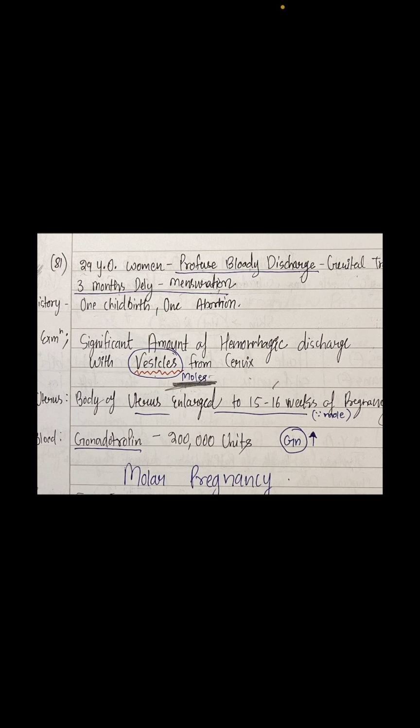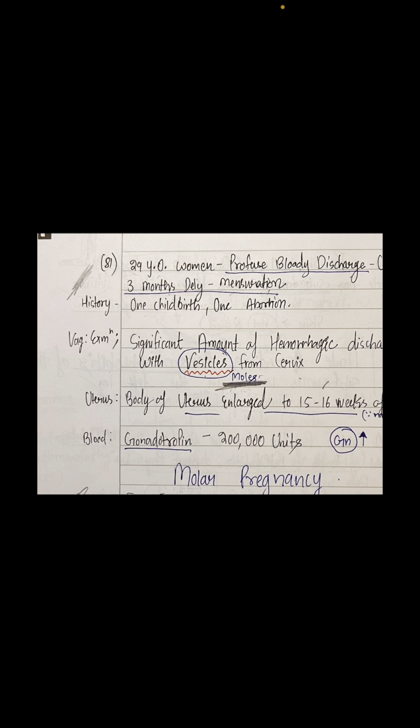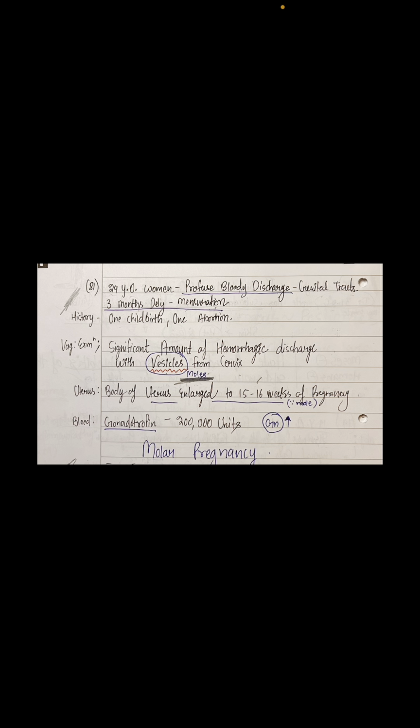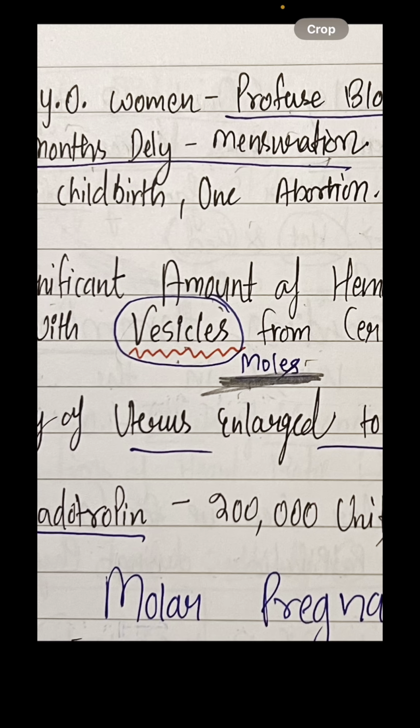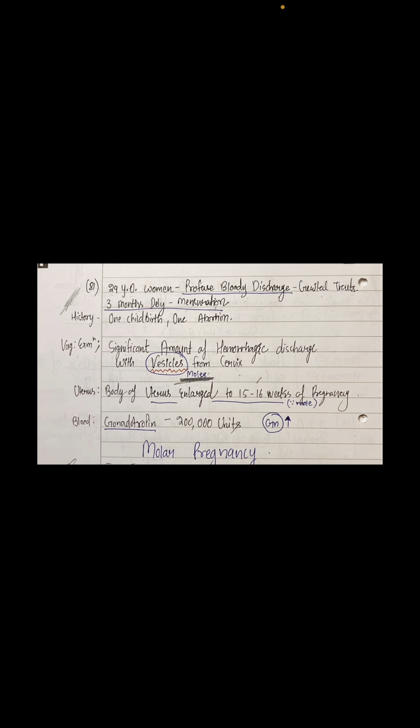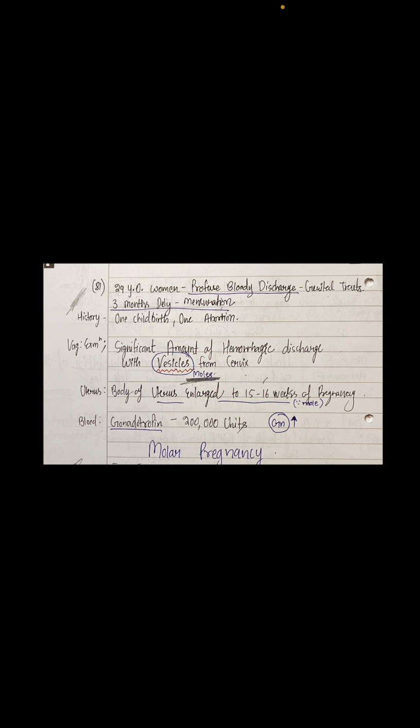And gonadotropin, this is also a hallmark finding in the molar pregnancy, that gonadotropin is elevated in the molar pregnancy. So the main thing I have told in that first video also, vesicles. So here are those vesicles. So mark the molar pregnancy.